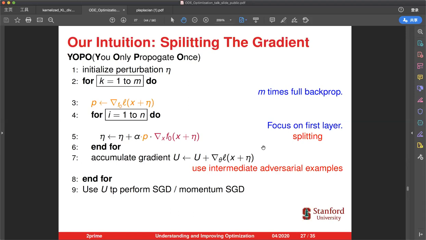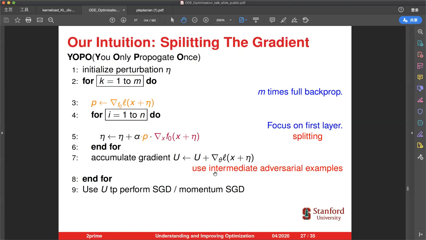Then what I do is my adversary will focus on the first layer. From the P here, you can get the gradient of P with respect to your input eta. So you can get the gradient of P with respect to your eta, and you use that gradient to attack many times. So now the calculation is just focused on the first layer. So it's a splitting scheme. It looks like I split the gradient calculation in the first layer and other layers. And then you can accumulate all the gradients together and output, and you can use SGD, Adam, and also momentum gradient descent. That's the algorithm.